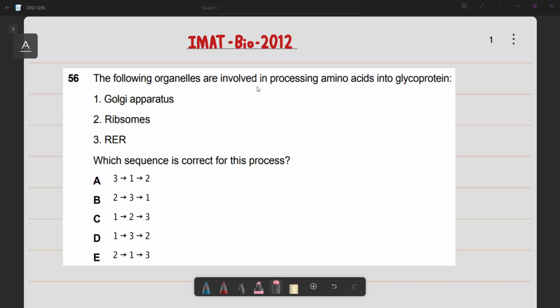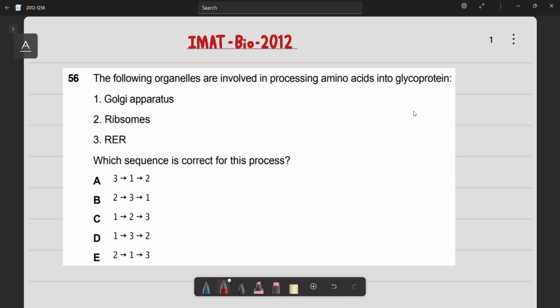Welcome back. This is question 56 from the biology section in the IMAT 2012 past paper. So I will be answering this question. It says the following organelles are involved in processing amino acids into glycoproteins.